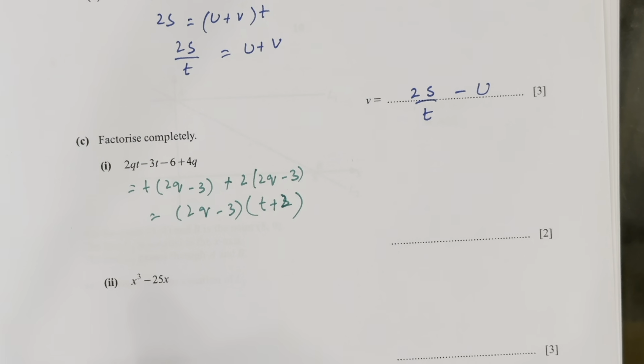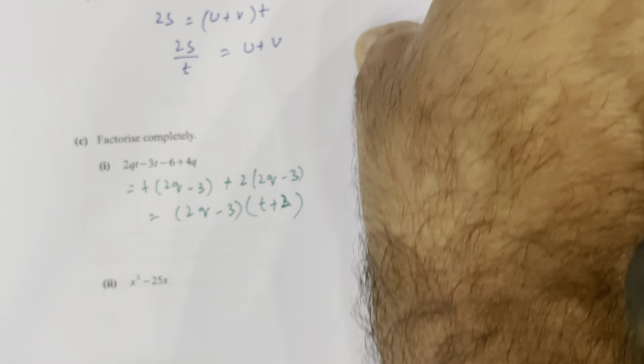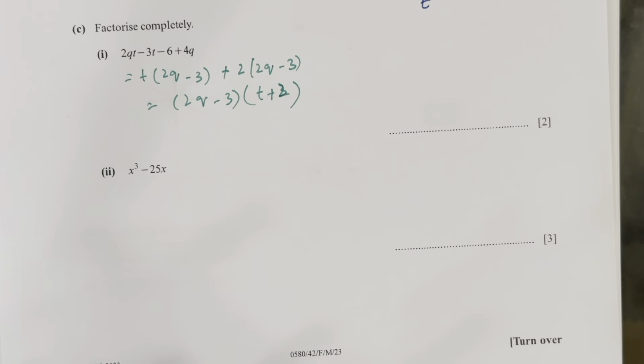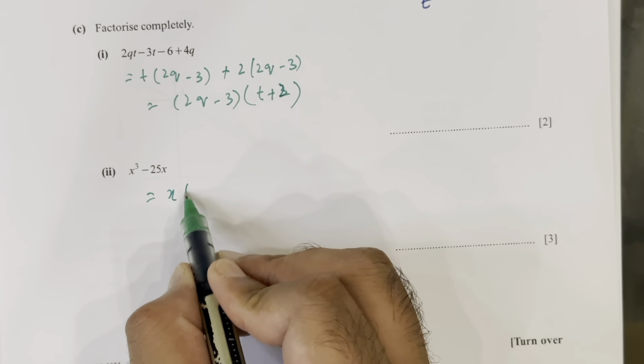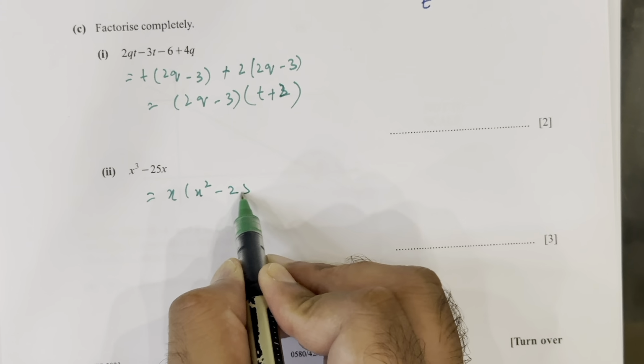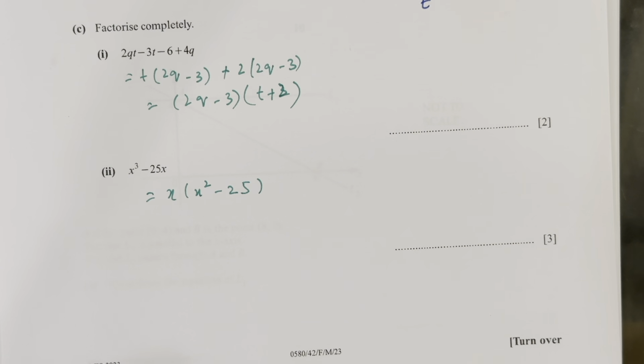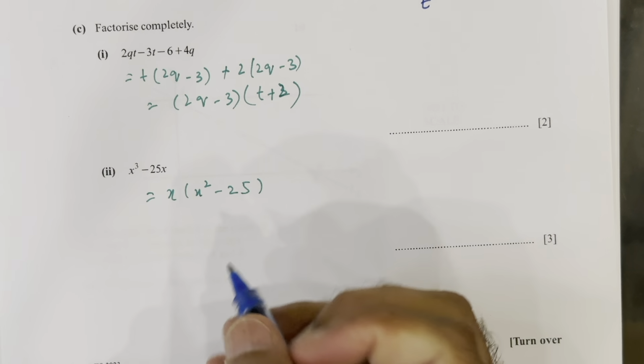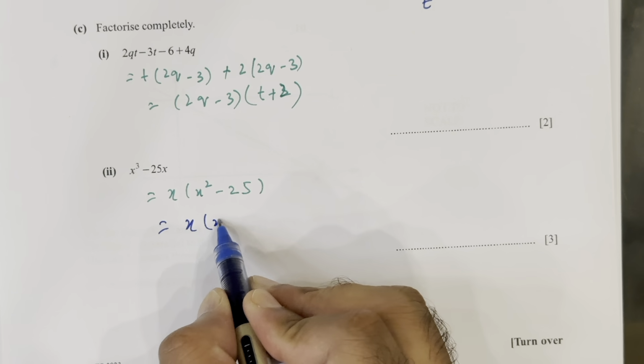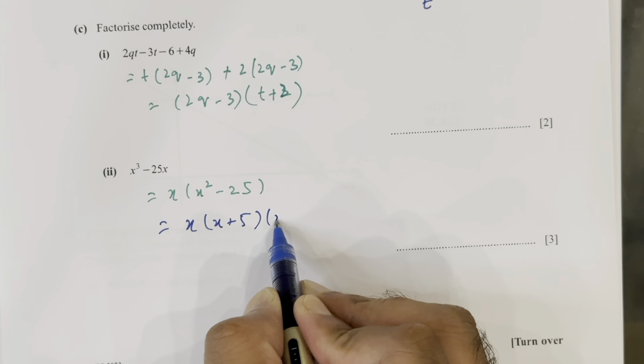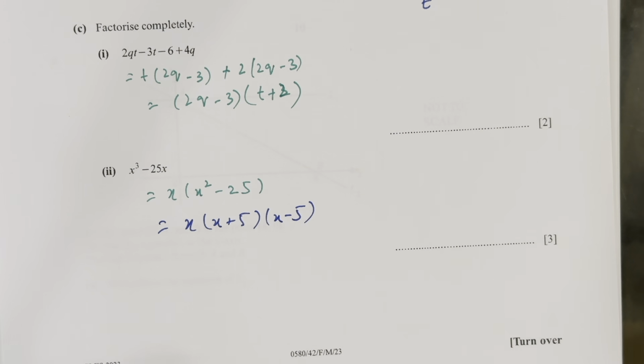Now the next part is xq minus 25x. Take x as a common. It would be x(x square minus 25). Again apply the identity over here: (x plus 5)(x minus 5). So this will be our final answer.